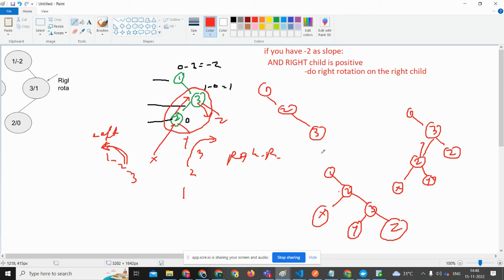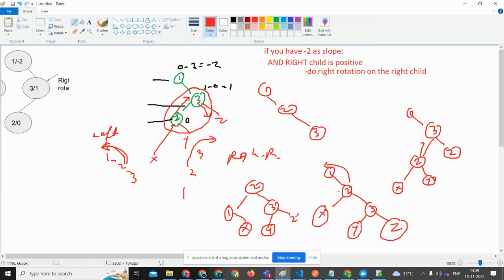So -2 slope is on 1, correct? Yes. Now do a left rotation. Left rotation means anti-clockwise. So 2 will go up, 1 will come on the left, then 3, z, and y. And where will x go? We can see that x is less than 2 and greater than 1. So x should be less than 2 and greater than 1. It will come here.